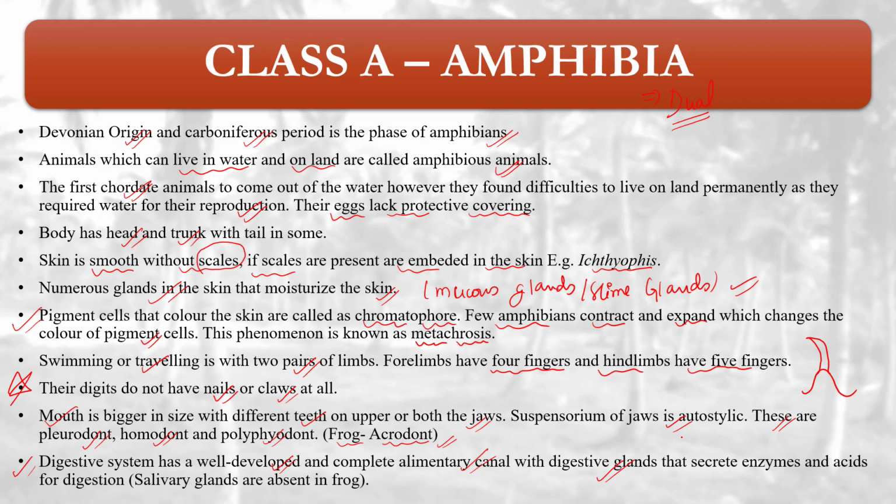Okay, fishes, especially the cartilaginous fishes, don't have a stomach. The stomach part is absent. So they have a complete alimentary canal with digestive glands that secrete enzymes and acids for digestion. Salivary glands are absent in frog. Please remember this term. Salivary glands are absent in frog. So the digestive system is well developed with a complete alimentary canal with digestive glands that secrete enzymes and acids for digestion.